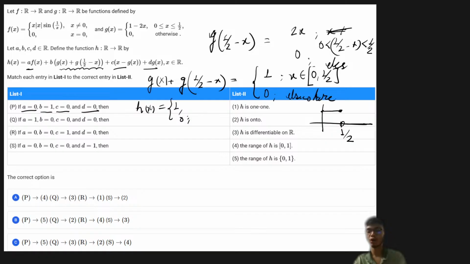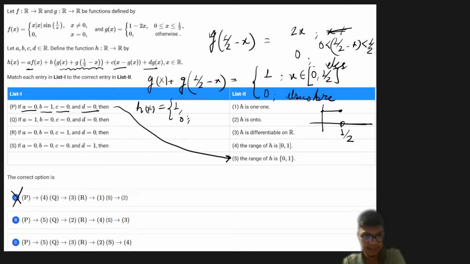Similarly, h is not an onto function also, because for onto function, your codomain should be equal to the range. Because if you look over here, the range is only 0 and 1, only two values, zeros and 1, right? So therefore, it is not even an onto function. Similarly, so the range, therefore, this P can match with option number 5. So therefore, option A is already eliminated.